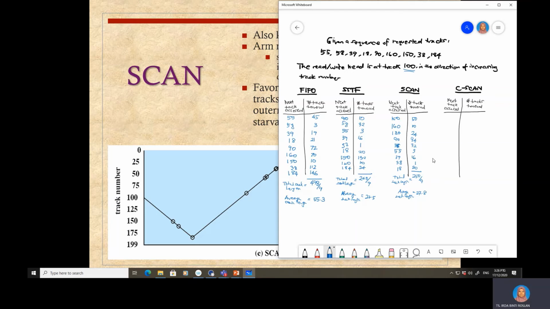You can see that sometimes it's given to you, the number of average seek time and many other information as well. So we have to depend on that information as well. So this is the average seek length using SCAN.